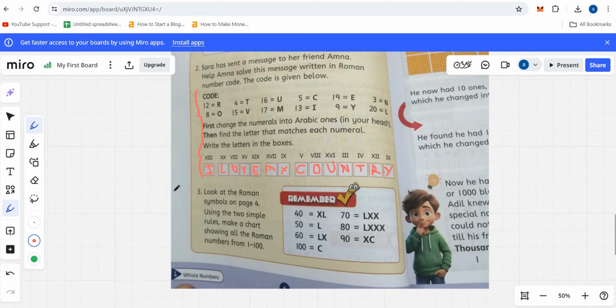In question number 3, you have to write Roman numbers for 1 to 100, and this is your homework.